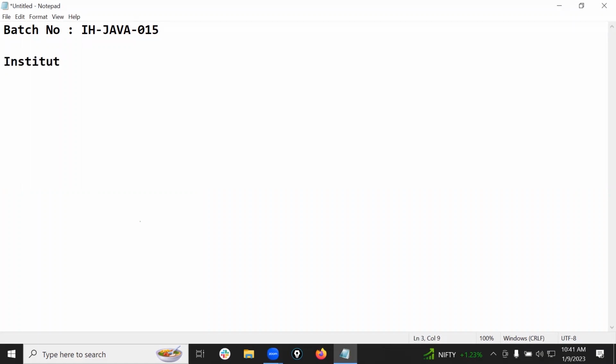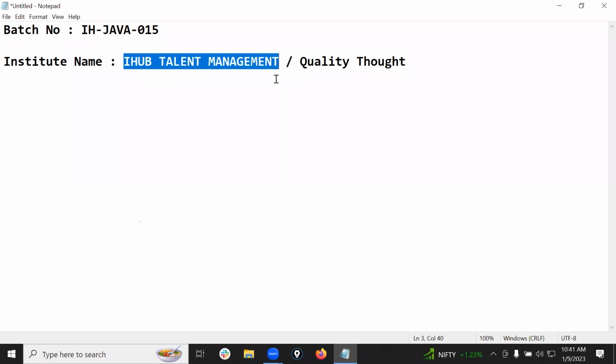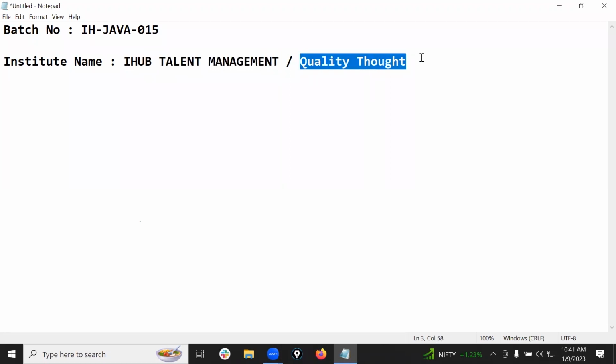Institute name, guys. Comes to institute name. Close the door. Our institute name is iHub Talent Management. Even we have one more institute called Quality Thought. So for both our institutes, you can say iHub Talent Management or you can say Quality Thought.